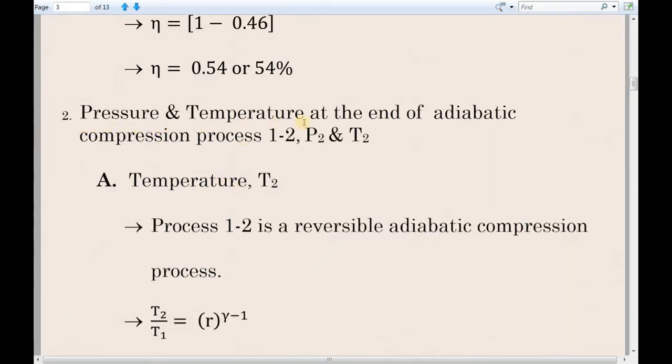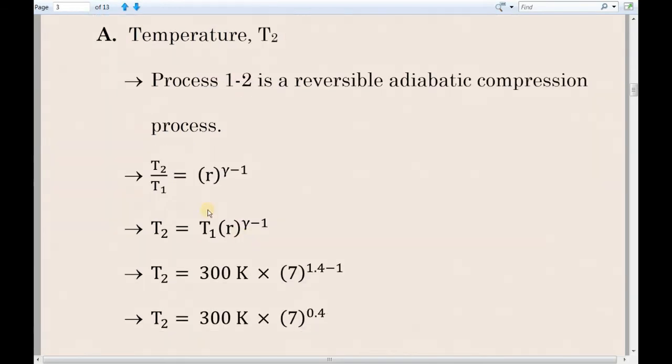Next we will find the values of pressure and temperature at the end of adiabatic compression process 1 to 2, which is taken as P2 and T2. First, we will find the value of T2. For finding the value of T2, we will use the formula of reversible adiabatic compression process 1 to 2, and the formula is T2 by T1 is equal to r to the power of gamma minus 1.